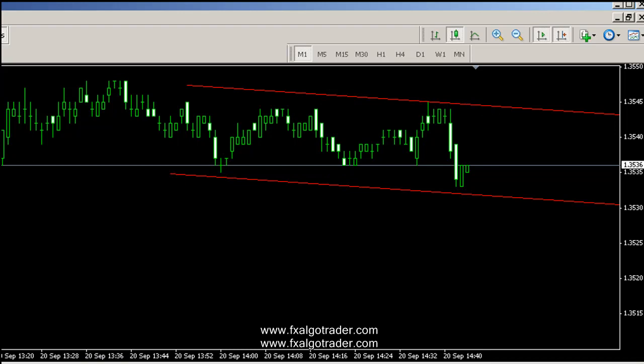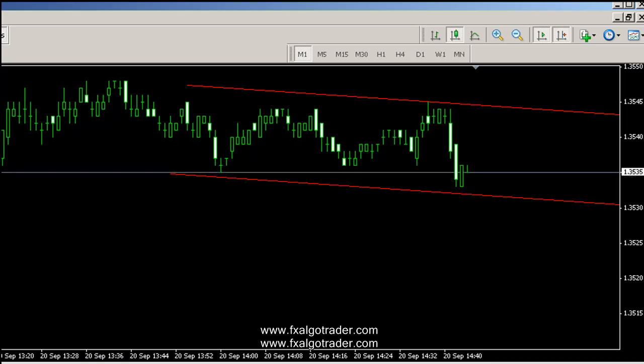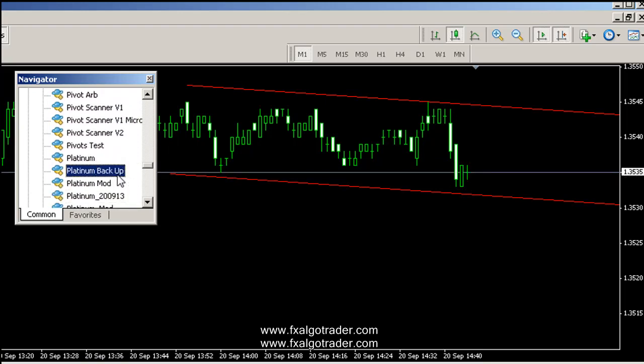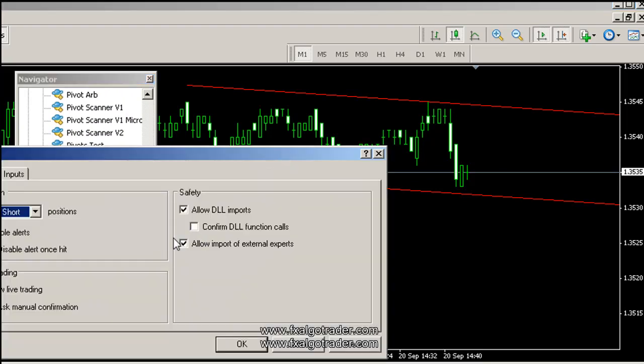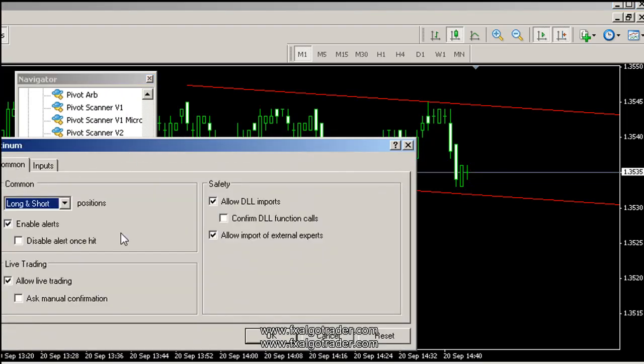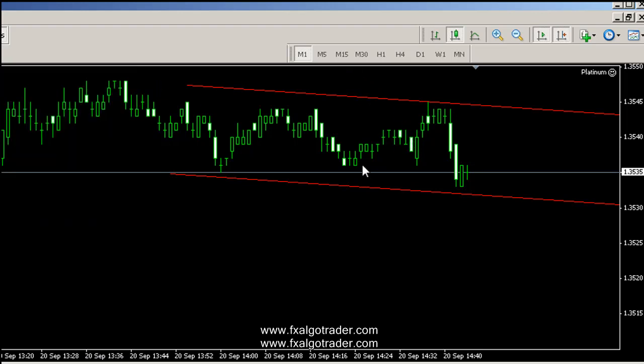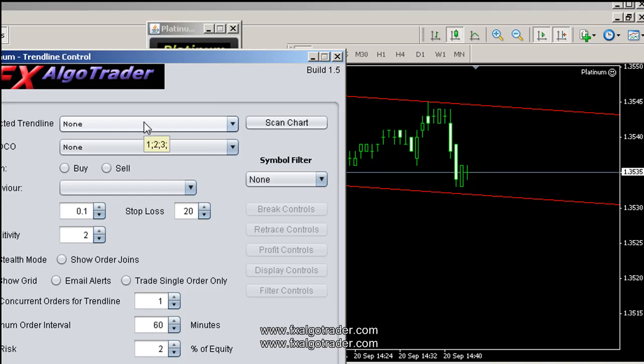And I'm going to now load the interface, Control N to see the navigator, and put it on the chart so you can see it. Got a lot of EAs in this one. Load platinum, make sure everything's set up, reference number's correct. Get rid of the navigator window. The EA will then trigger the interface. Main control trendline interface now comes up.